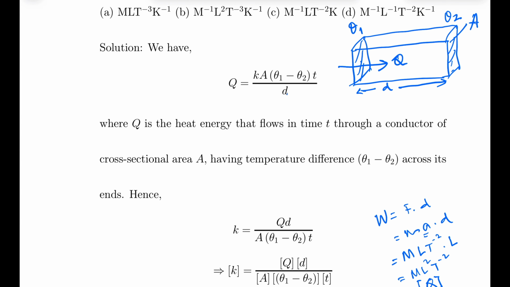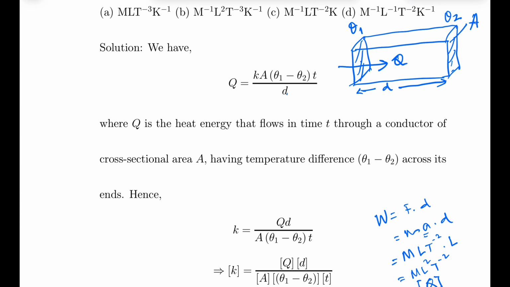We know that to show that we are interested in its dimensional formula, we put the quantity in square brackets. So in this equation, we put every quantity in a square bracket. Okay, so this is k equal to qd upon A times (theta1 minus theta2) into t. So put these different quantities in square brackets here. So q is the amount of heat that flows between the two faces of the conductor, left face and the right face, in time t.